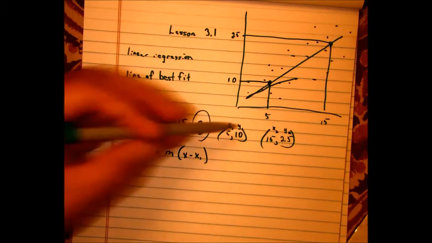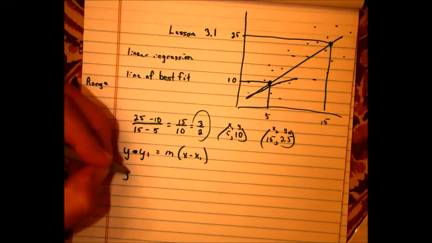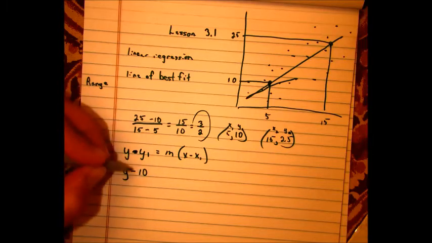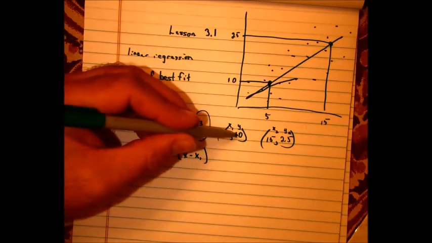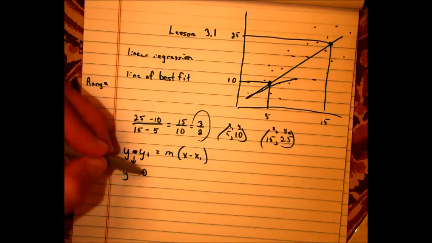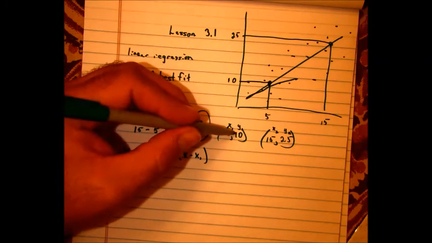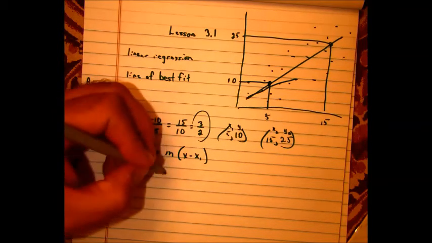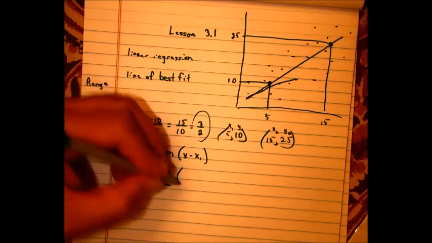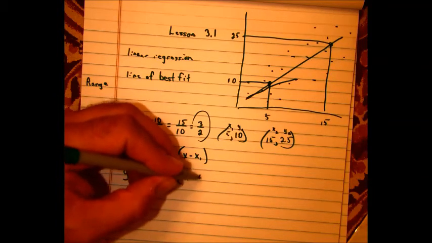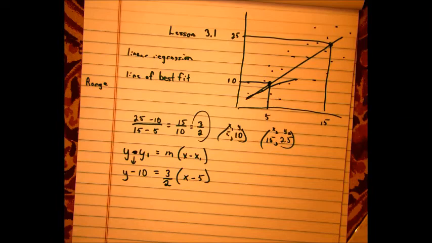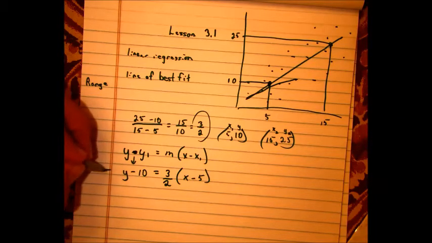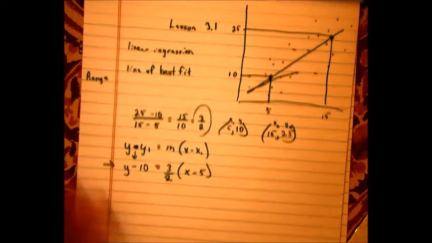It will not make a difference as long as you put in both numbers from one point or both numbers from the other point. So here you'd have y minus 10. And the reason it's minus 10 is because that minus is in the problem. This 10 is positive, but it's y minus 10. If this 10 was negative, then this would be y, correct, plus 10. Okay, equals, and we have 3/2. And then we do x minus 5. And this is called a linear equation.